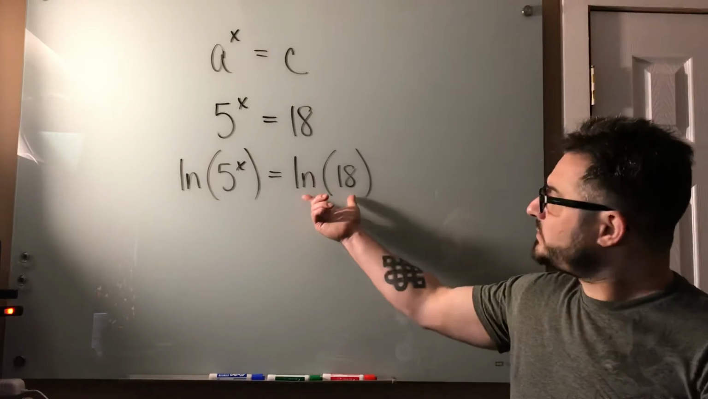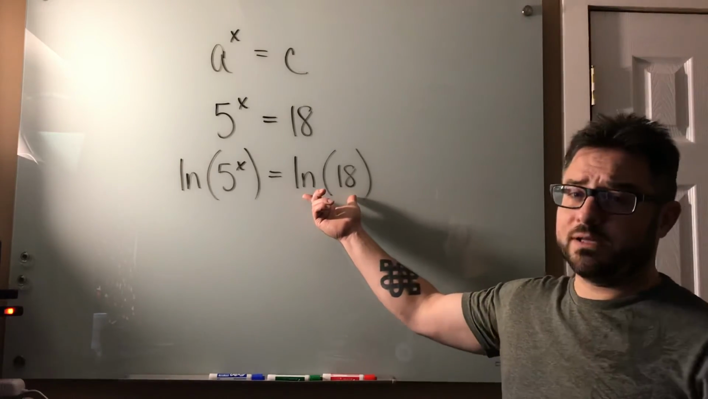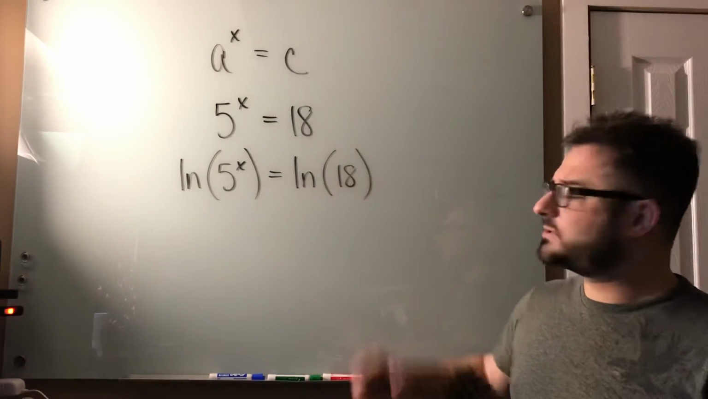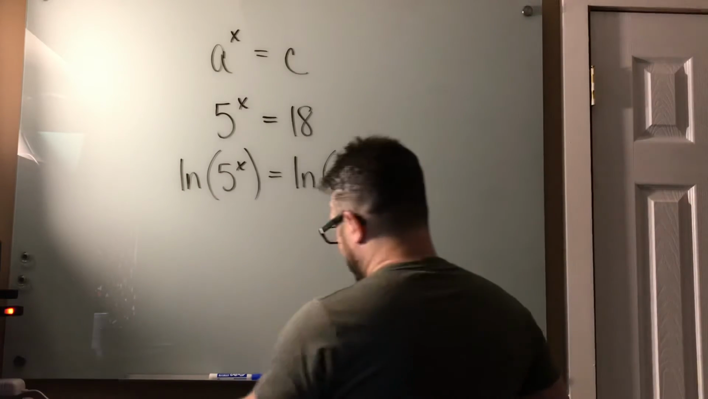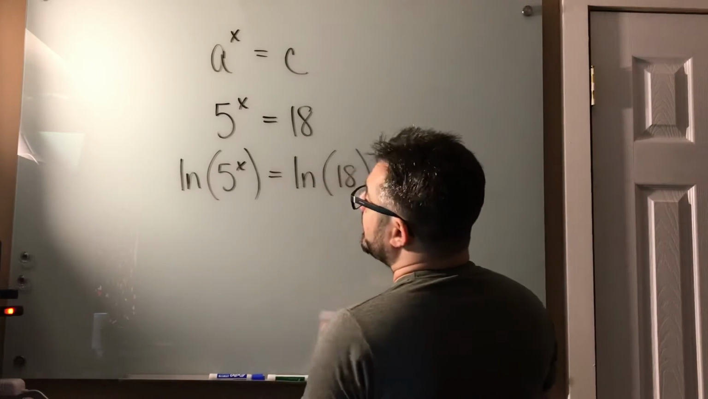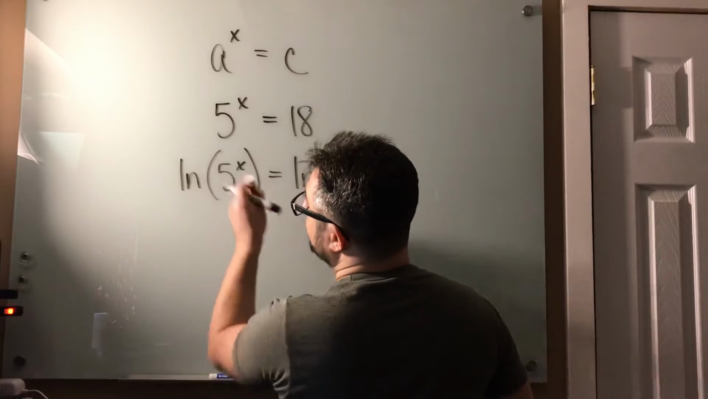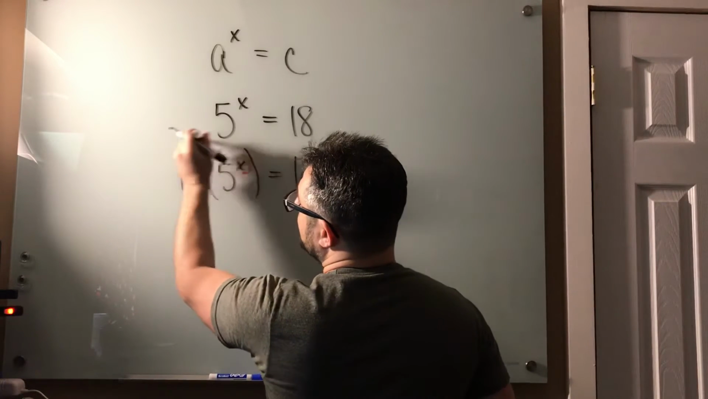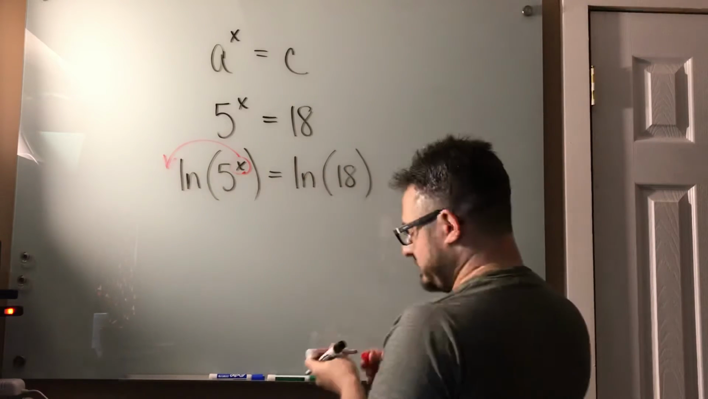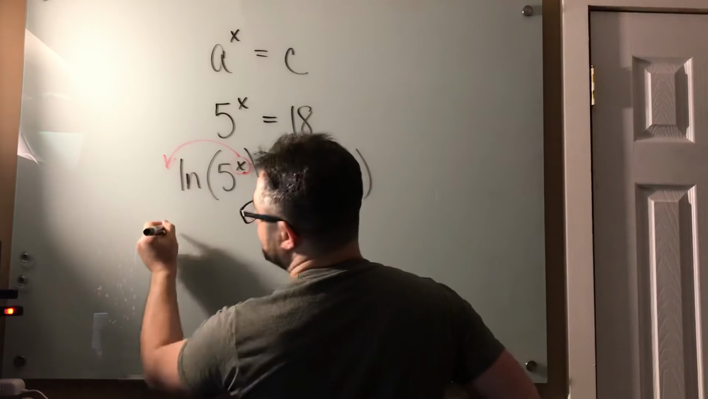Now, there's not much we can do with that. I suppose we could put it in the calculator right at this point, but I'm going to choose not to. What we can do now, though, is use that power property of logarithms I just showed you to bring that x down in front and make it a coefficient.